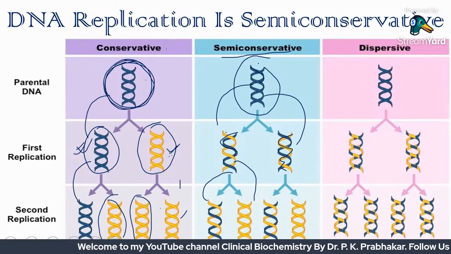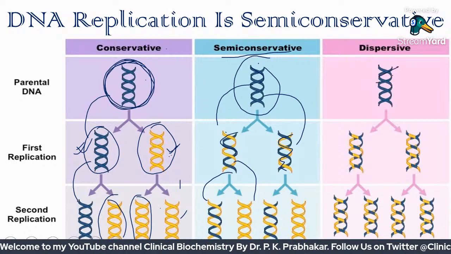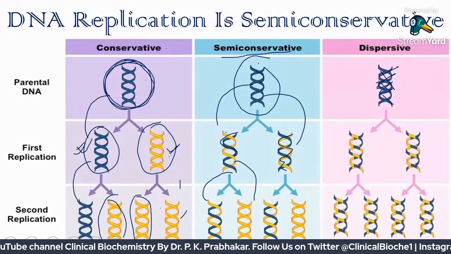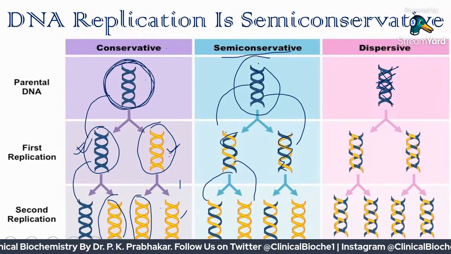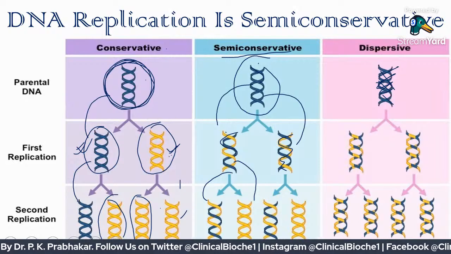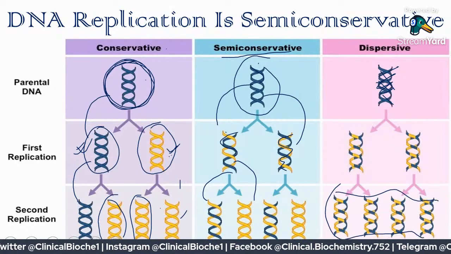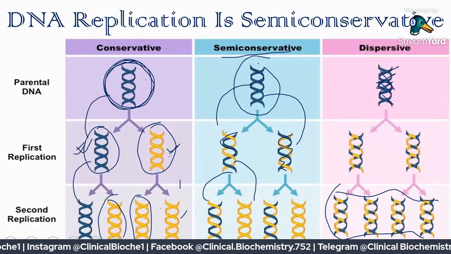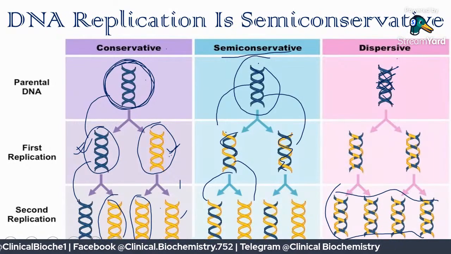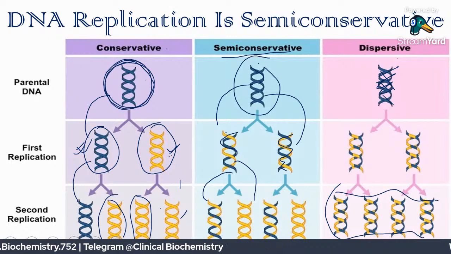And the third one is dispersive. Like we have fragmented the whole nucleotides and then mixed them together with the new ones and formed a mixed portion of the DNA. So the DNA is neither semi-conservative nor conservative. It is a mixed type of DNA. So that is called dispersive, a scattered DNA. So these are the possibilities.